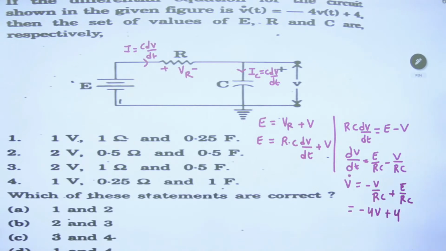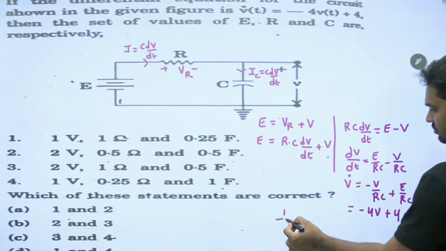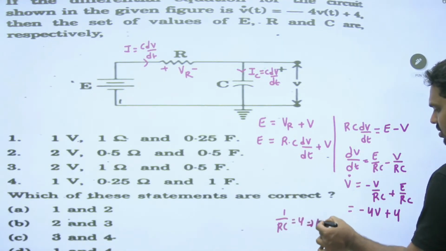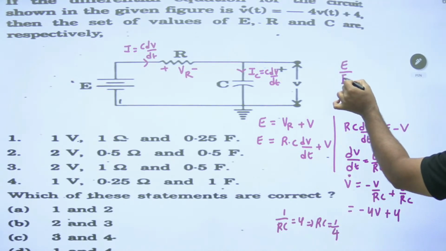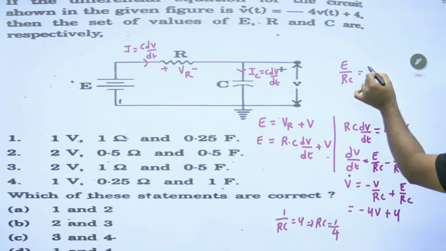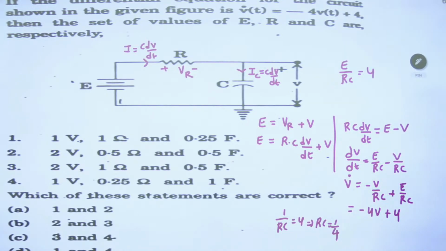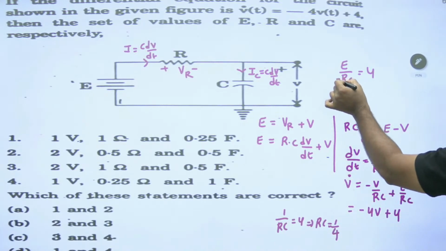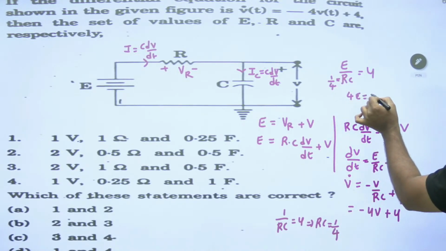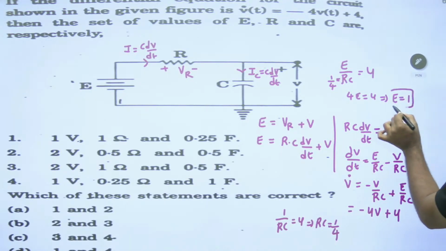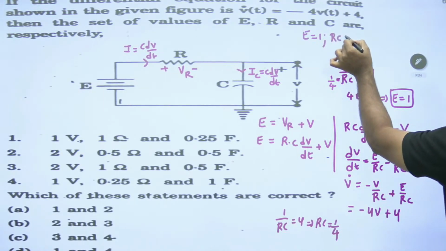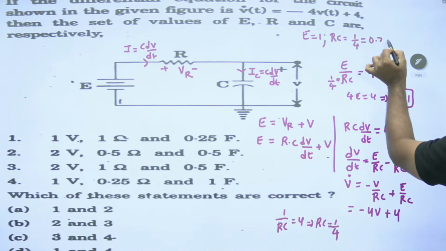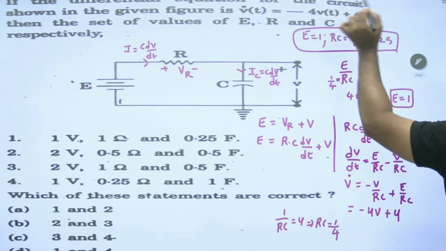So here, what is 1 by RC? RC must be equal to 1 by 4. And your E by RC equals 4. You know RC equals 1 by 4, so 4E equals 4. What is your E? It must be 1. So from this equation, I can conclude E must be 1 and RC must be 1 by 4, that is 0.25, is the required condition for this equation to be satisfied.